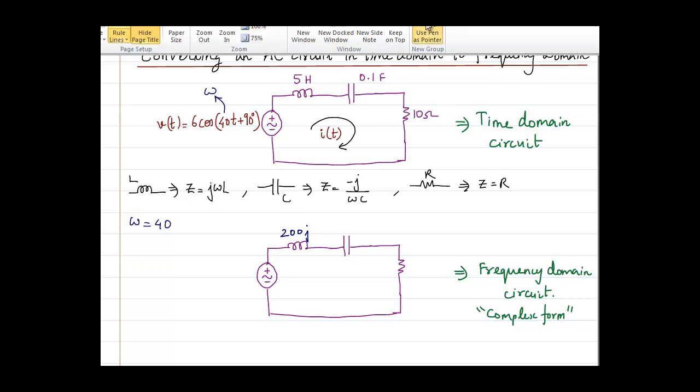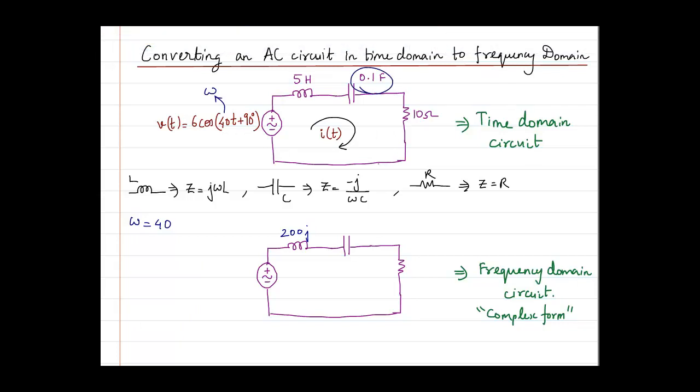The second one is 0.1 farad. Generally for the case of capacitor, as you can see, this is the equation. So I will write minus J divided by omega C, which is 40 into 0.1 farad. Isn't it? So what is that going to be? 40 into 0.1 is going to be 4. So it's as good as writing Z as minus J divided by 4, which can be written as 0.25. 1 by 4 is 0.25. So it is minus 0.25 J.